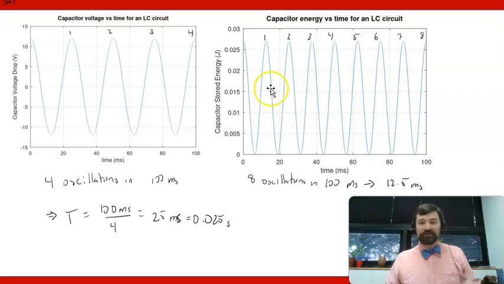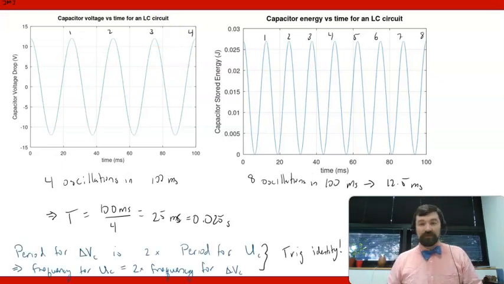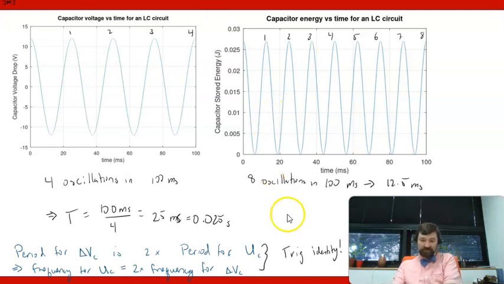So the first result that we're getting here is that the energy has half the period of the voltage. Now you may be wondering why that is. By the way, this also means the frequency for the energy is twice that of the voltage frequency. And it comes out of a trig identity that basically says that the cosine squared of an angle is equal to essentially 1 plus the cosine of twice the angle, over 2. And essentially that's a trig identity.